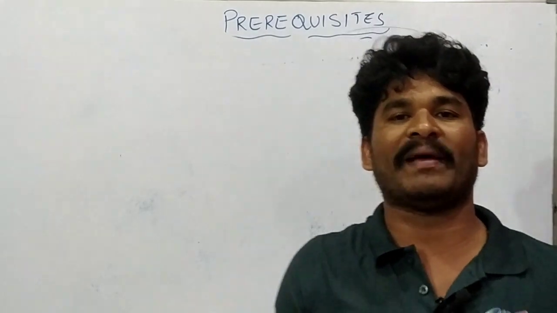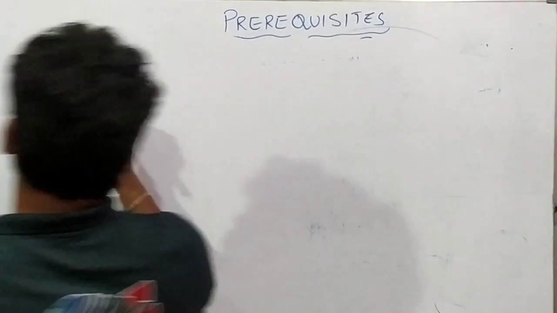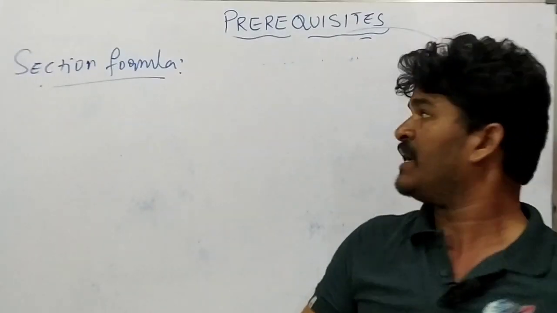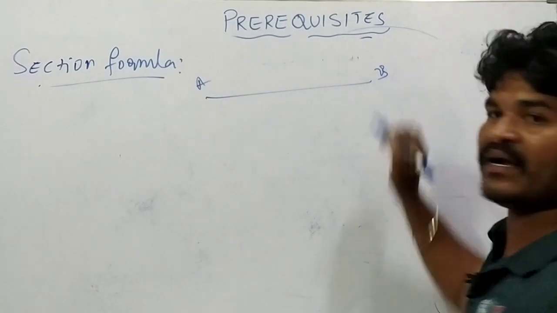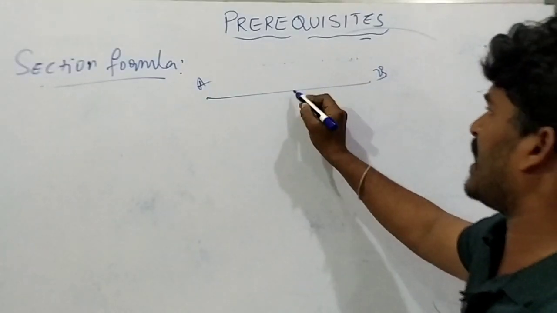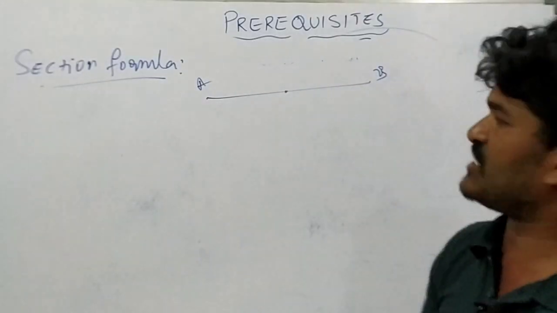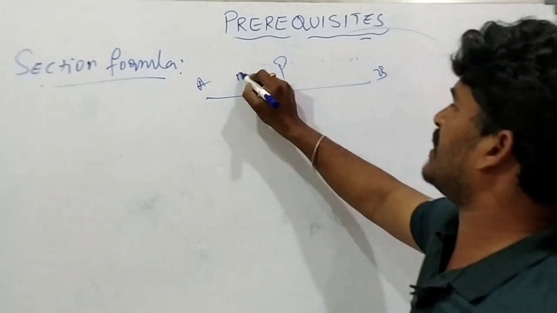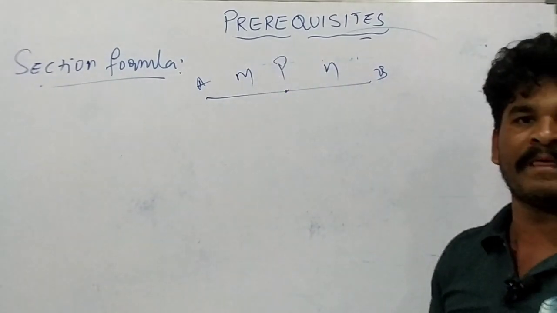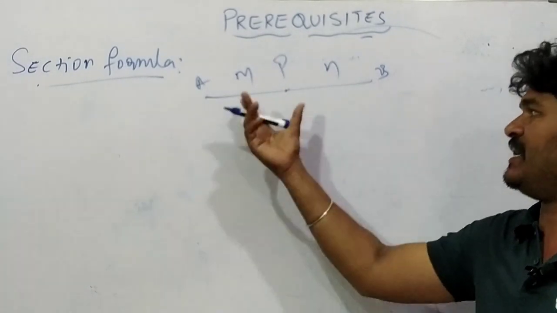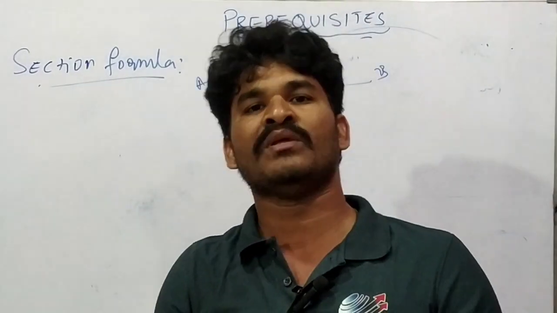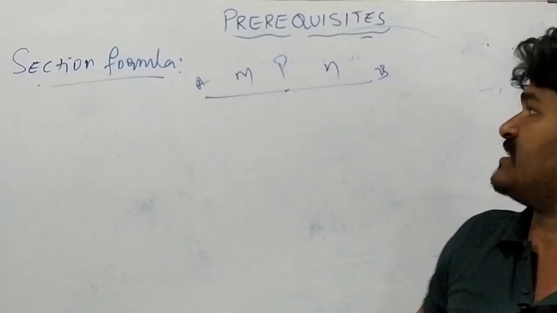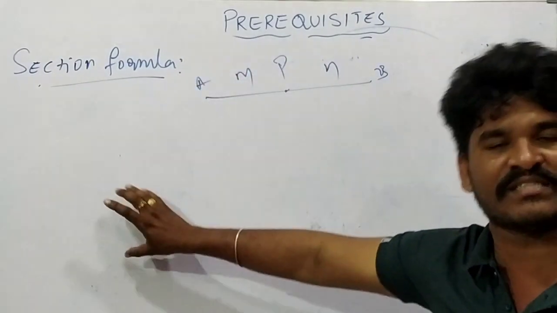This is the distance. The next topic is the section formula. AB is a line segment, and the point P lies on the line AB, dividing it in the ratio M is to N. Here the point P divides the line segment AB internally and externally. Whenever P divides the line segment AB internally, what is the formula?